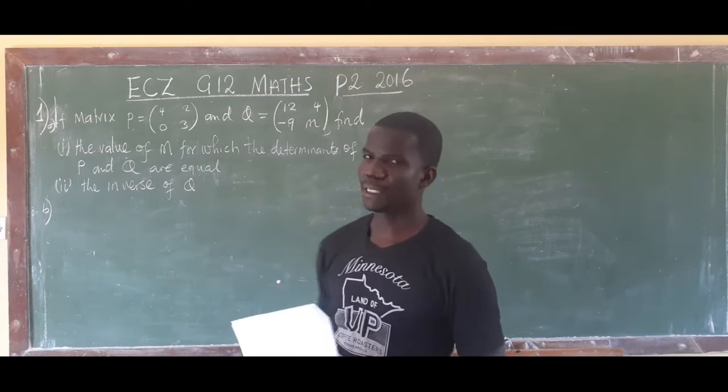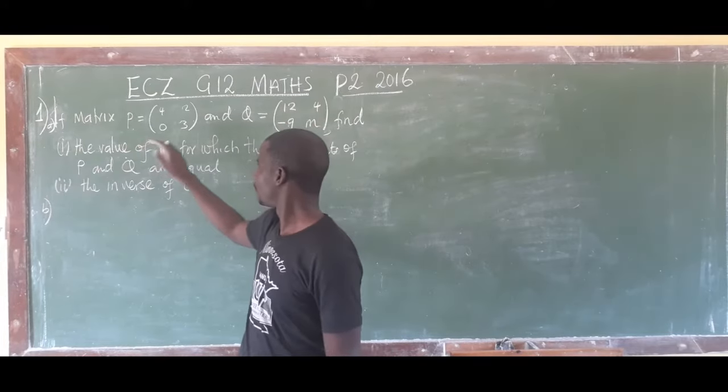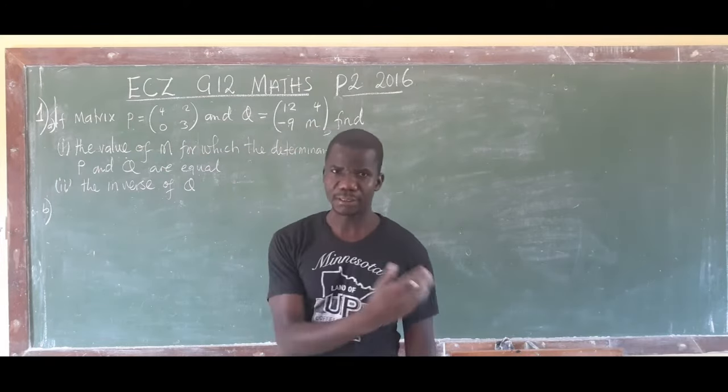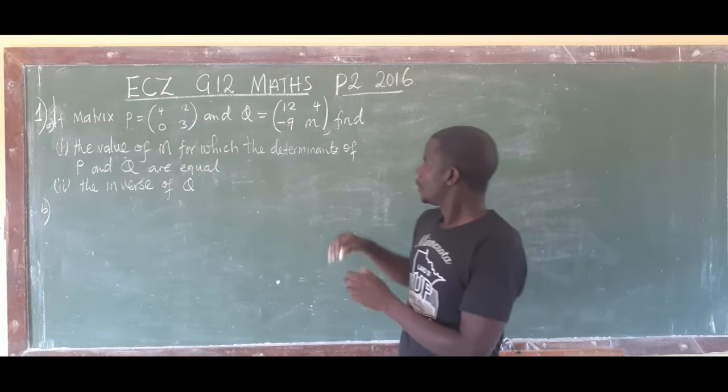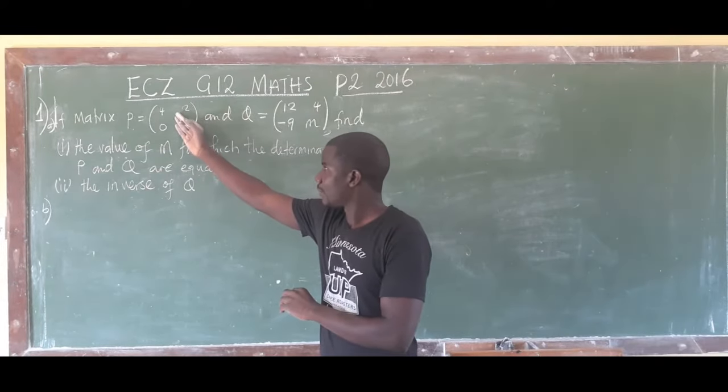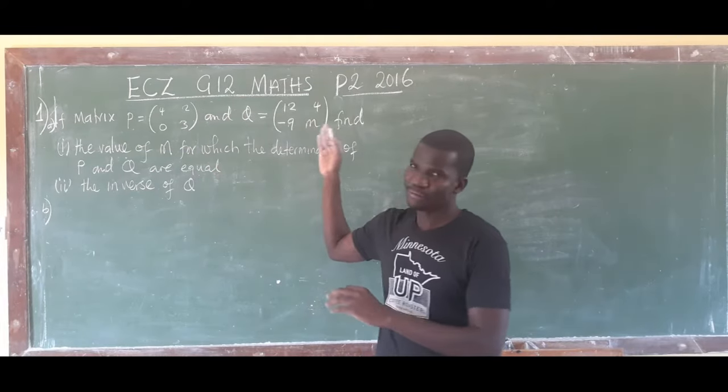So we can start with question A. If matrix P is this and Q is this, find the value of M for which the determinants of the two matrices are equal. The determinants of P and Q are equal. So find the value of M. We can't find the determinant of Q directly, because we don't know what L is. So we use P to find the determinant, because we are told that the determinants of the two matrices are equal. Okay? So let's start.